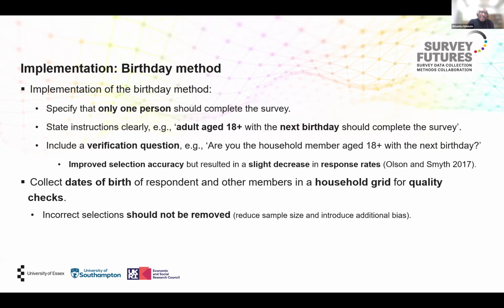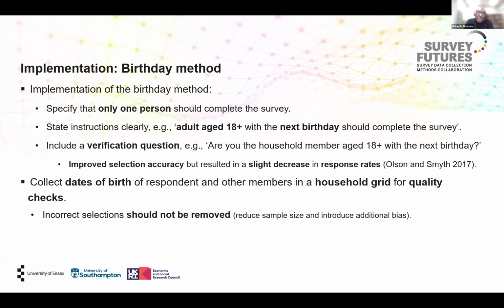Now, how it's implemented in practice is to specify in the instructions that only one person should complete the survey. State the instructions clearly. For example, if you're sampling over 18s, just say adults aged over 18 with the next birthday should complete the survey. Also, inclusion of a verification question in the survey that asks whether the person who's completing the survey is the one with the next birthday has actually been shown to improve selection accuracy. Be aware, though, that it tends to reduce the response rates slightly.